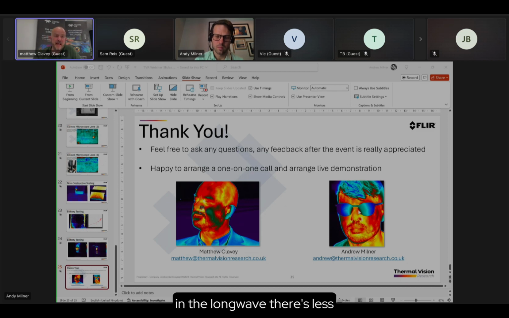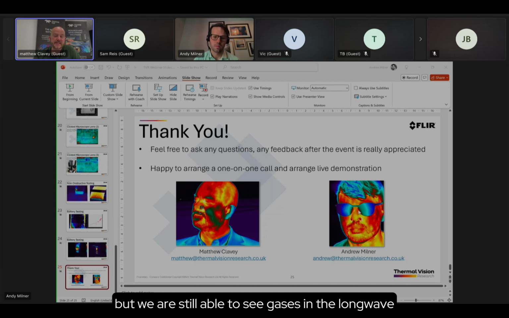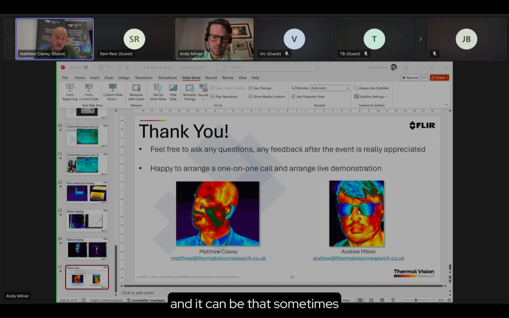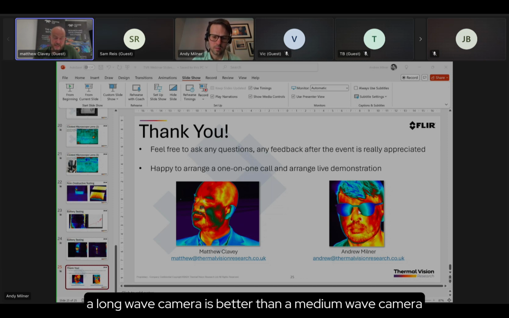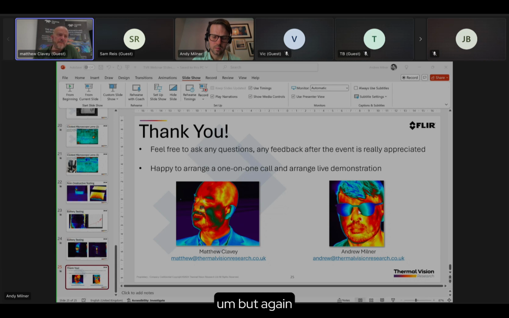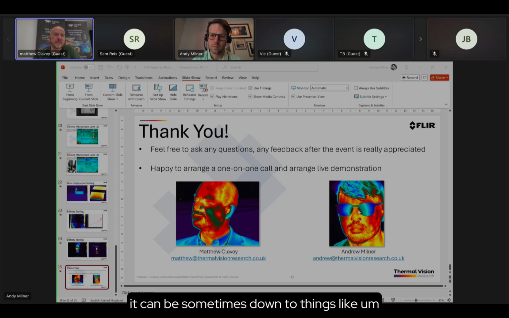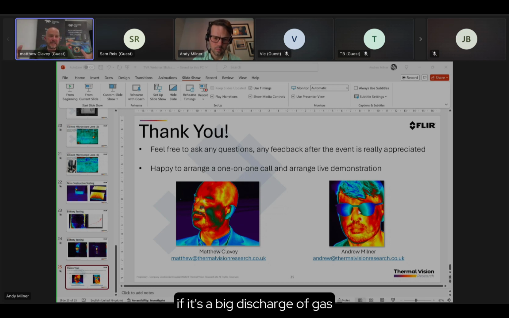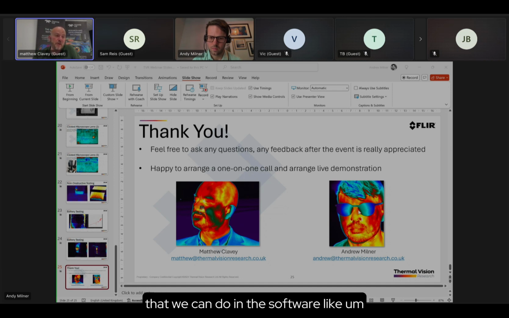In the long wave, there's less, but we are still able to see gases in the long wave. And sometimes a long wave camera is better than a medium wave camera. With gases, it can also come down to things like parts per million. If it's a big discharge of gas, you might see it. But if it's a very, very small discharge of gas, it might be really difficult.